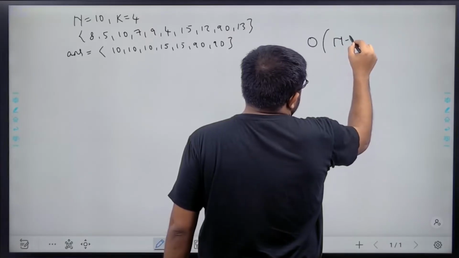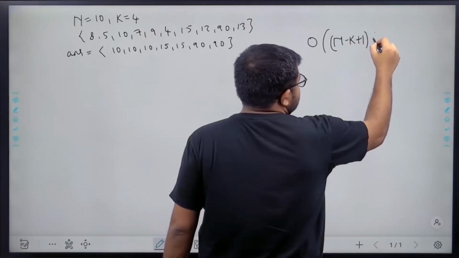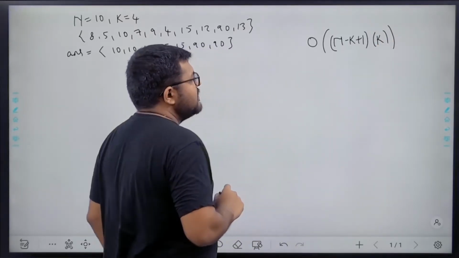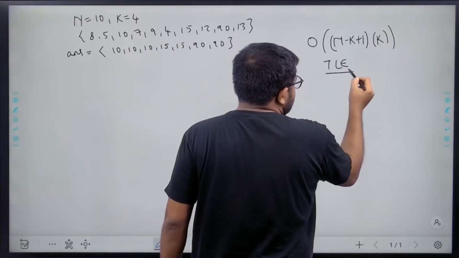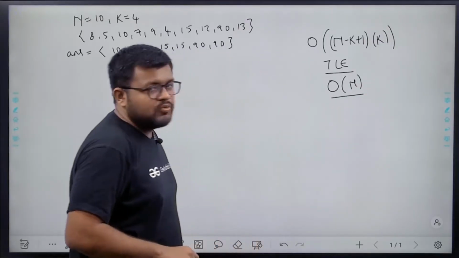So what will be the time complexity? There will be n minus k plus 1 subarrays of size k, and each subarray will contain k elements. So the total time complexity would be big O of n minus k plus 1 into k. Now this will give us time limit exceeded. We want to solve it in big O of n only. So we need to think of something more efficient.